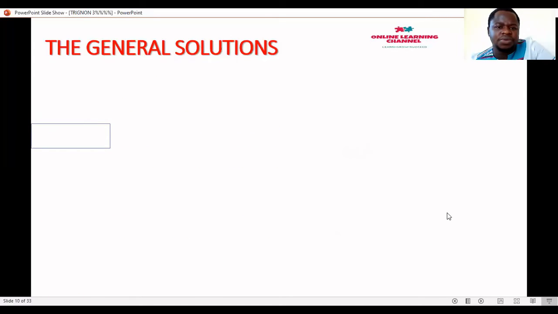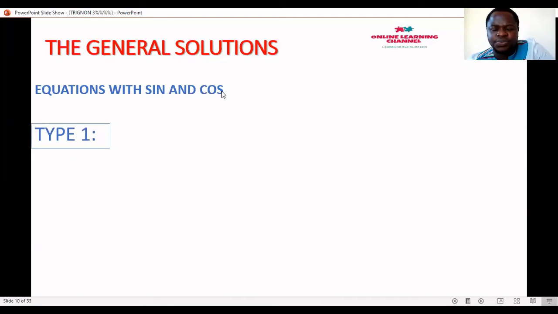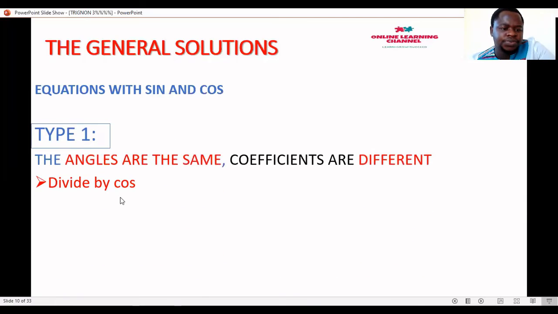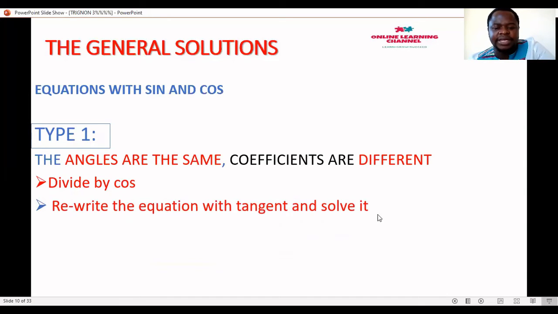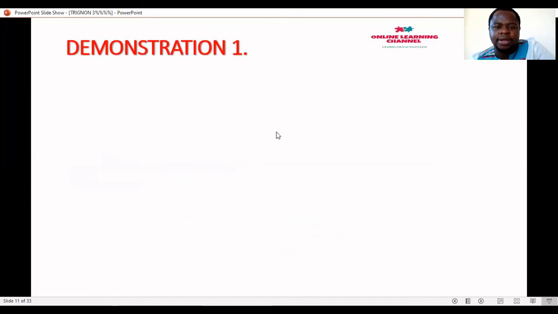So now let's look at the equations with sine and cos. This is type 1, so you divide by cos. Here is the option whereby the angles are the same but the coefficients are different. Coefficient is that number: if you have, for example, 2x, it means 2 is your coefficient. So they're saying that you divide by cos, rewrite the equation with the tangent and solve it. So this is type 1, right?